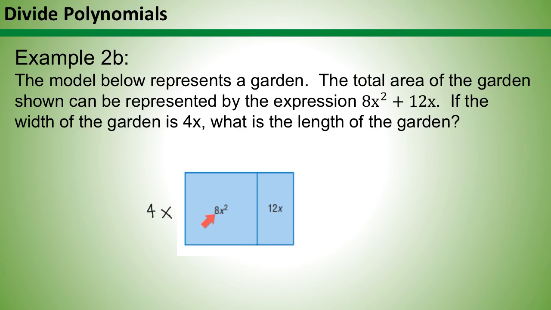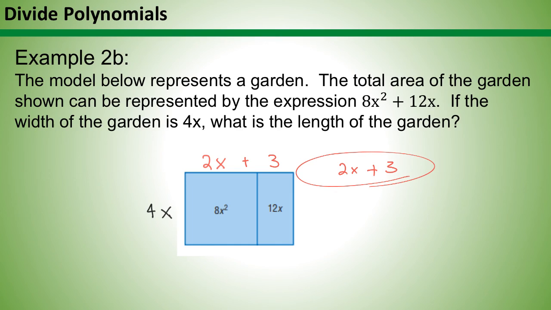Okay, so if the area of this piece of the garden right here is 8x squared, what I'm going to do here is divide 8 by 4, and that's going to give me 2. And then we're going to divide x squared by x, and there's still an x remaining. And then on the other box over here, we have a 12 here. We have to divide that 12 by 4, and we get 3. The x's are going to cancel out. So the length of this garden is 2x plus 3.